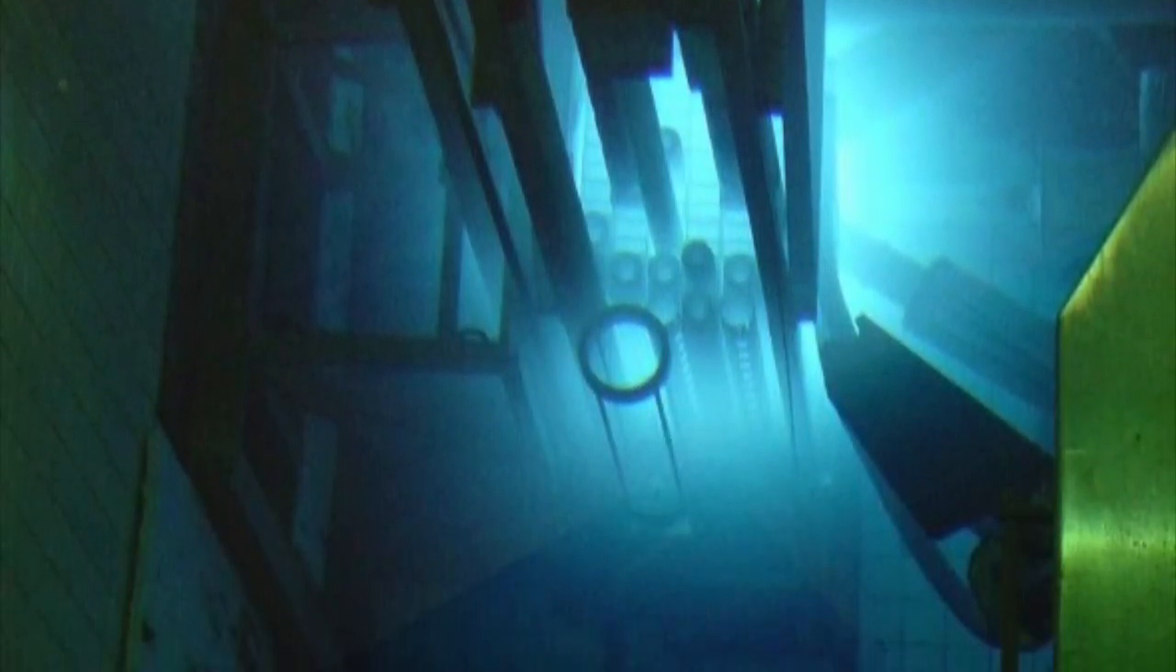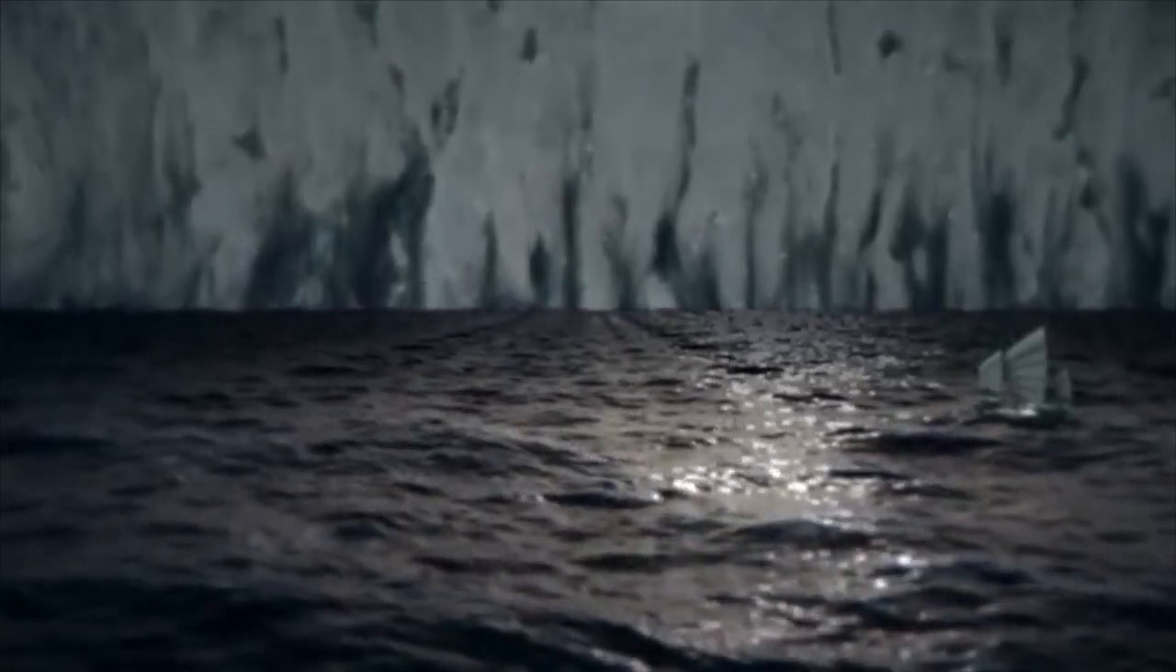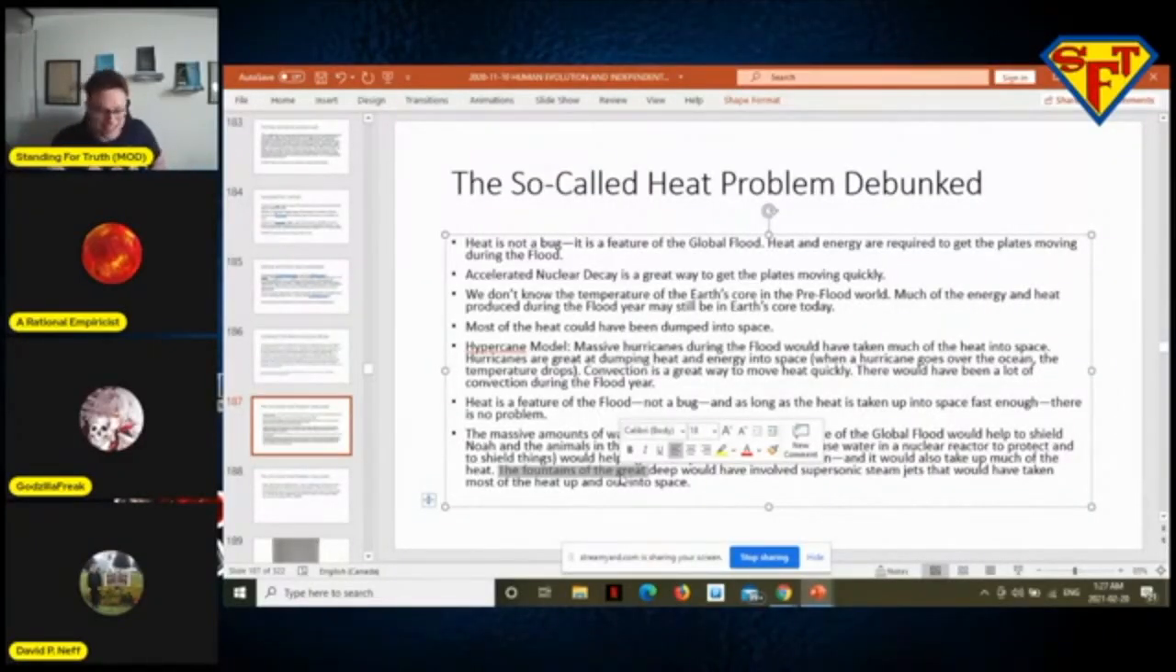But here's the last thing I'll point out, and I've got it listed here. Okay, the fountains of the Great Deep. If you assume either the hydroplate model or the catastrophic plate tectonic model, the fountains of the Great Deep would have actually involved supersonic steam jets that would have taken up, I would say, most of the heat and into space. And like I said, all we have to do is provide plausible solutions as to how it's possible to dump most of the heat into space. Then essentially we don't have a problem.